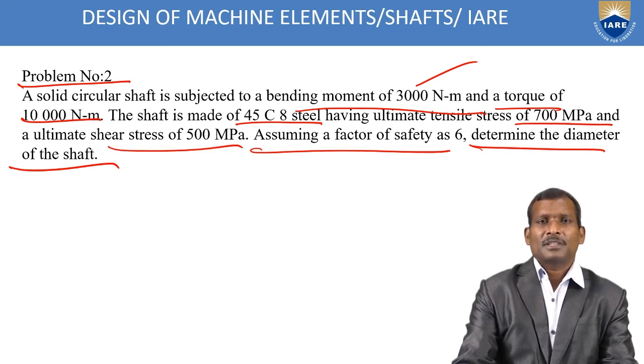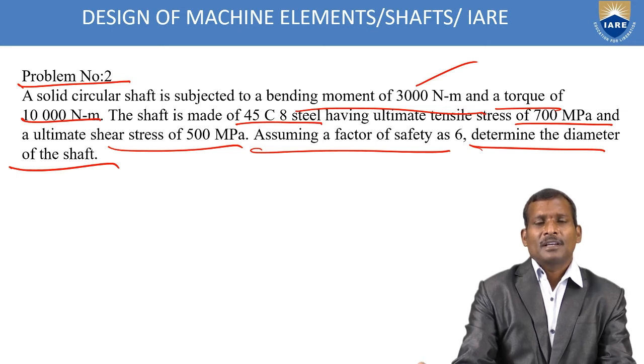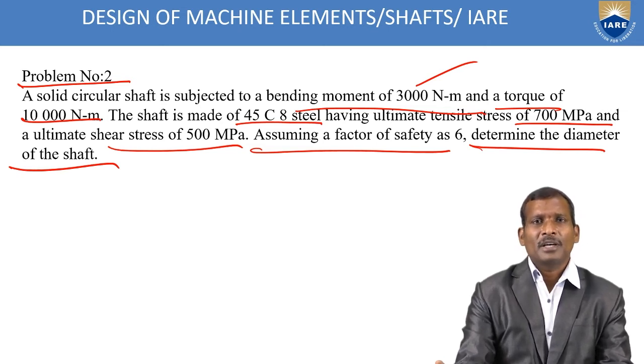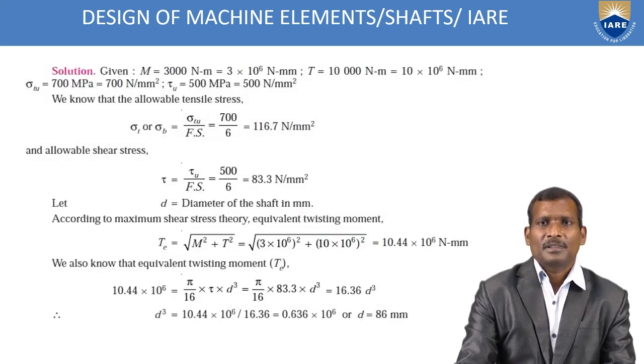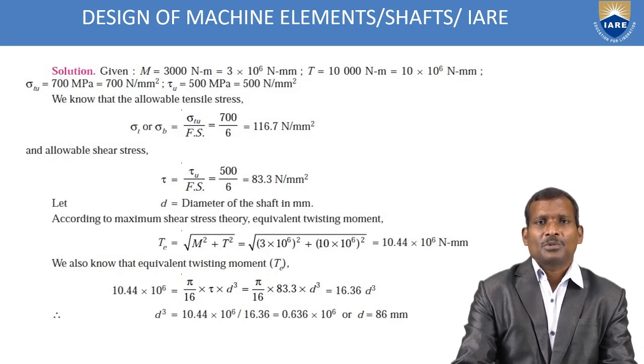One is the maximum shear stress theory, another is the maximum normal stress theory. The maximum shear stress theory you can also call Guest's theory, and the maximum normal stress theory you can call Rankine's theory. Based on these two theories, calculate the diameter of the shaft and see which one is larger. That diameter you can fix as the final diameter of the solid circular shaft. Clear? Now we will see how to solve this problem.